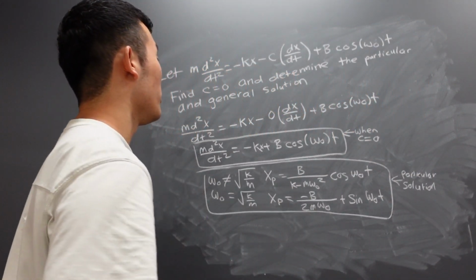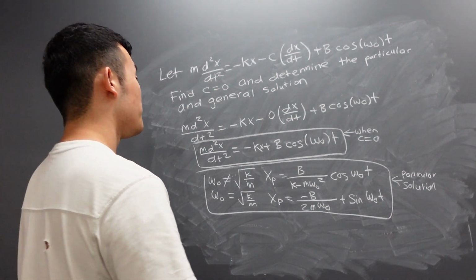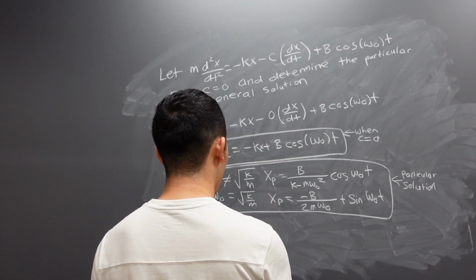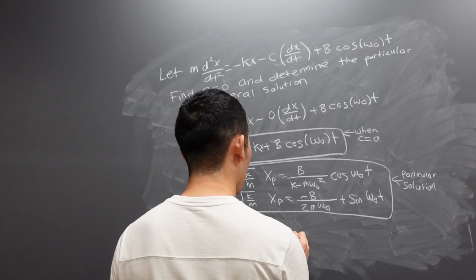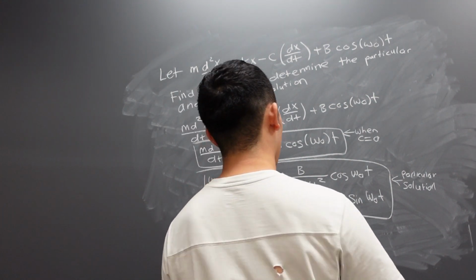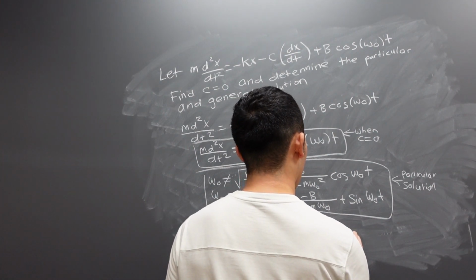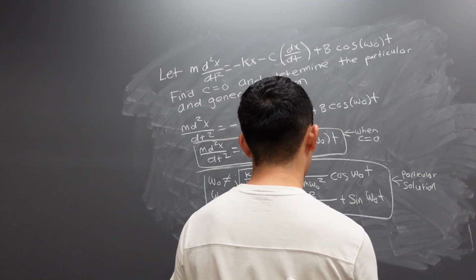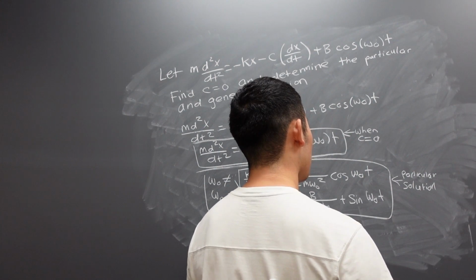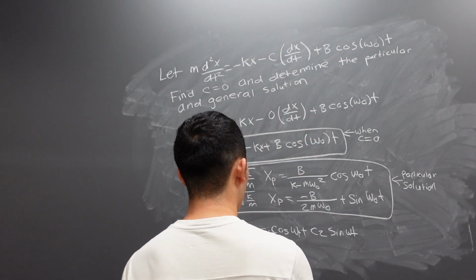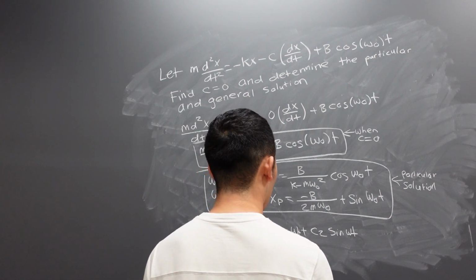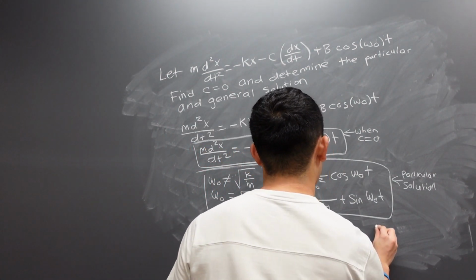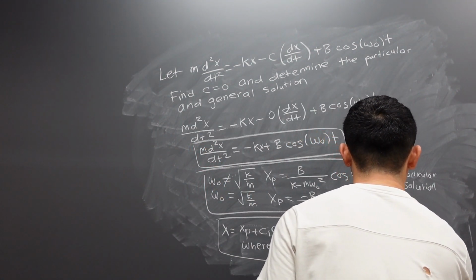And now we need to find the general solution for this problem. So let's say x is equal to xp plus c1 cosine of wt plus c2 sine of wt, where w is equal to square root of k over m. This would be our general solution.